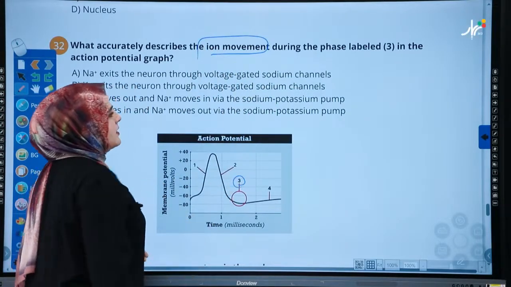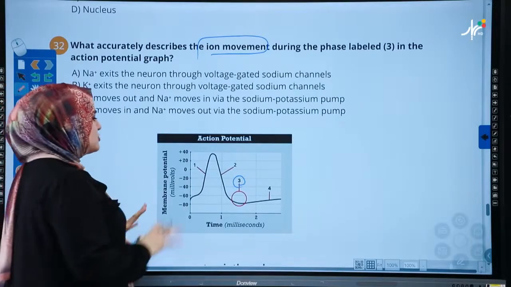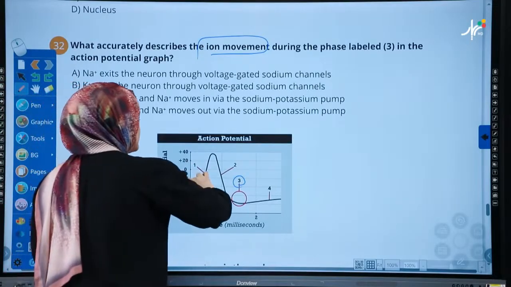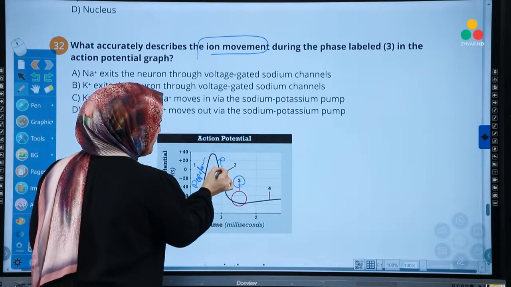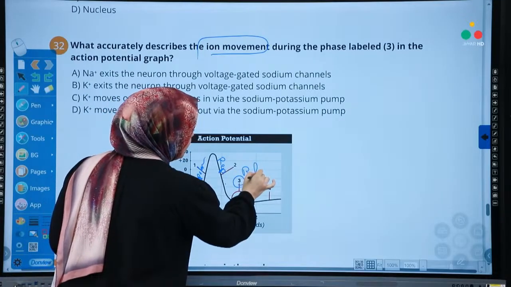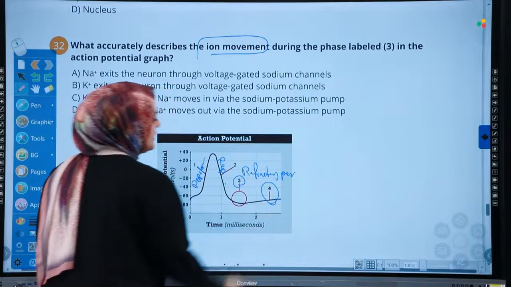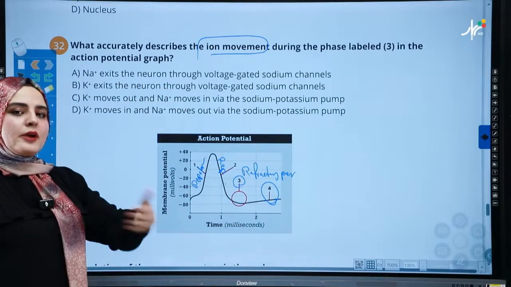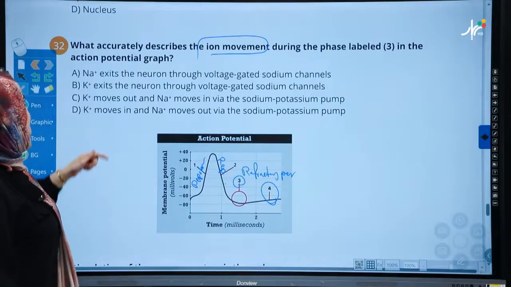We're looking for that one. I know it looks intimidating, but let's start simple. Let's try to label. Number 1 is depolarization. Number 2 is repolarization. Number 3 is refractory period. And this is when we're going back to the original membrane potential.